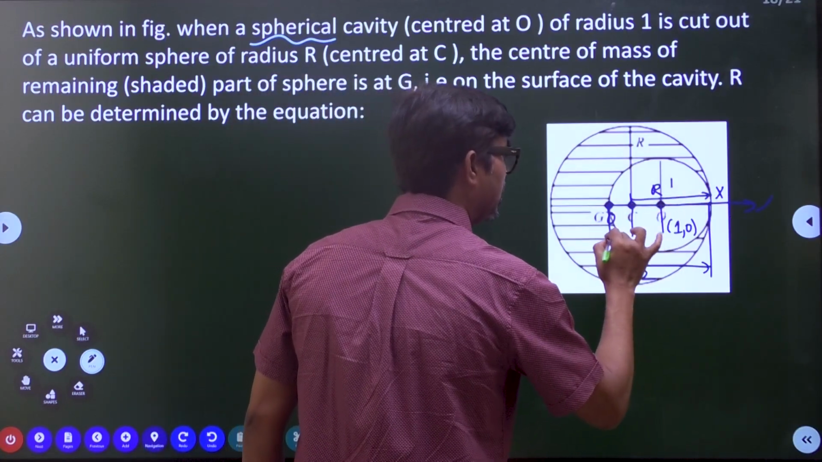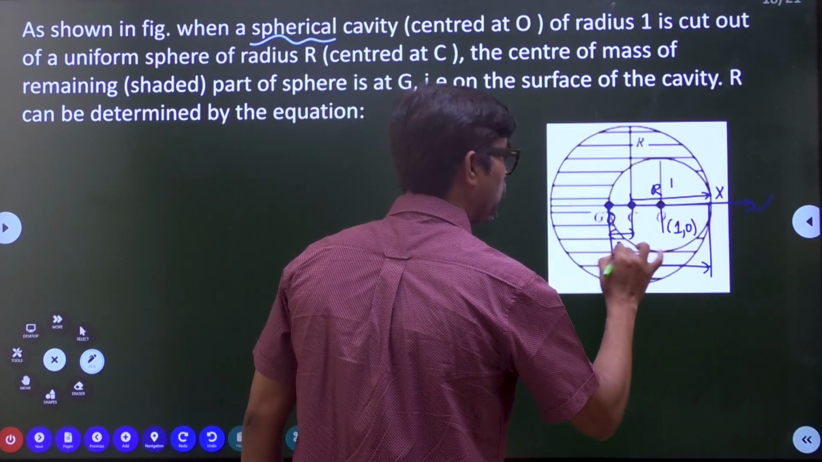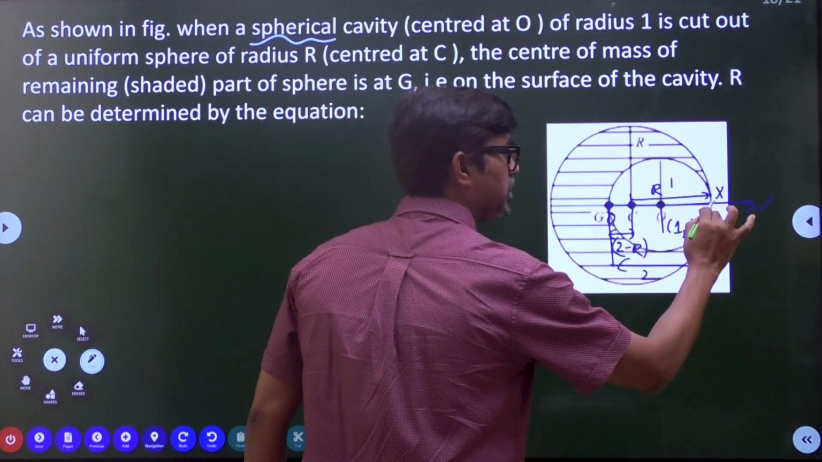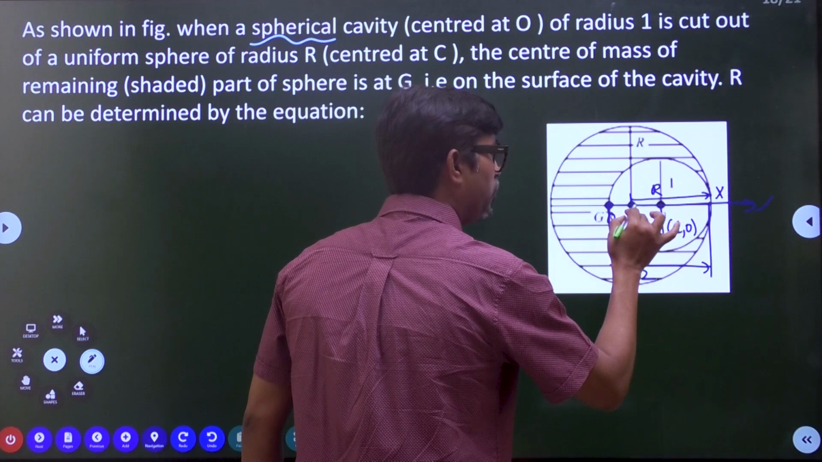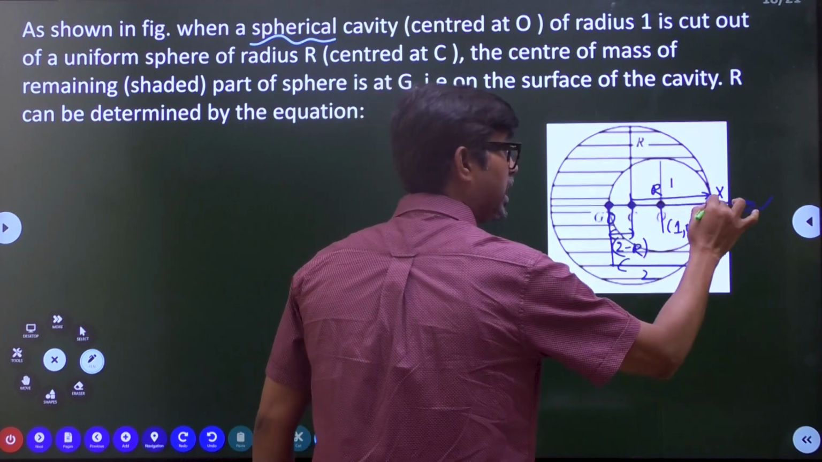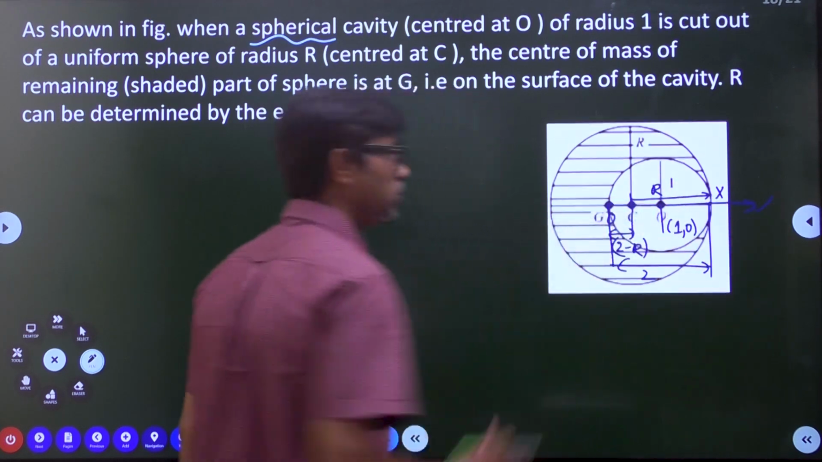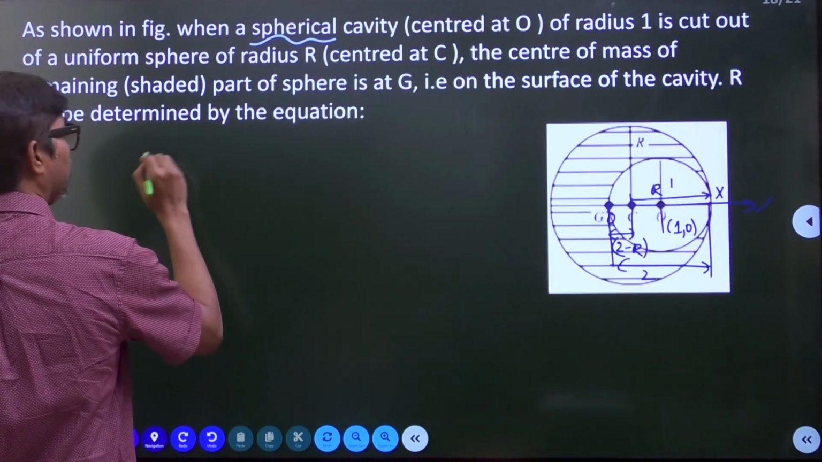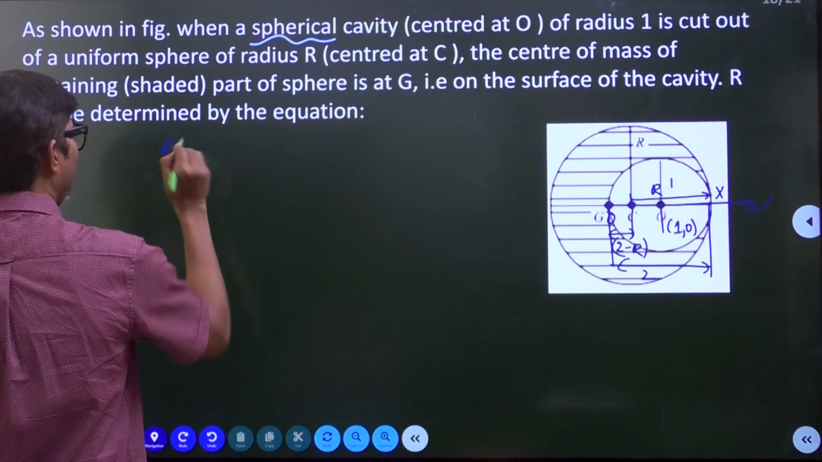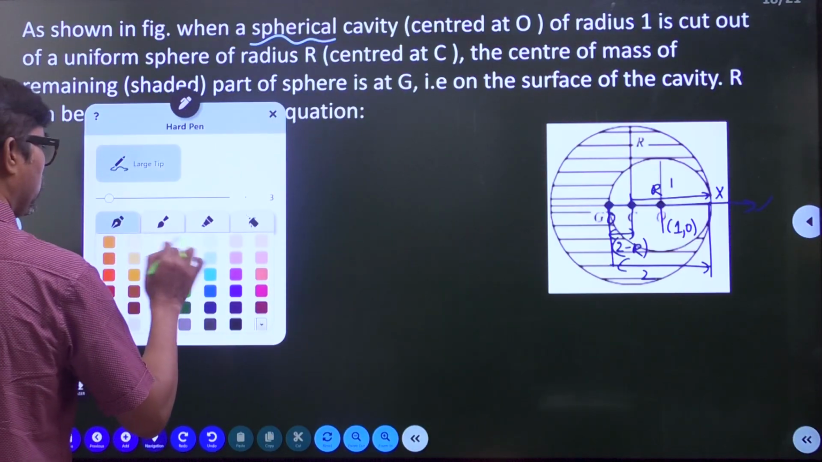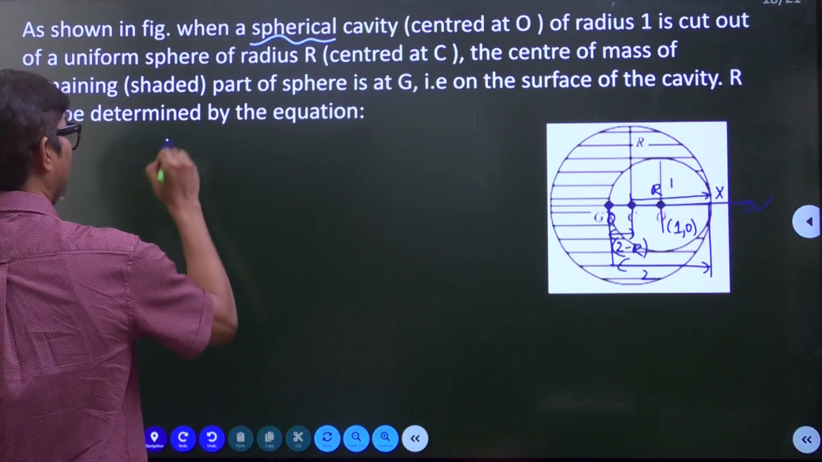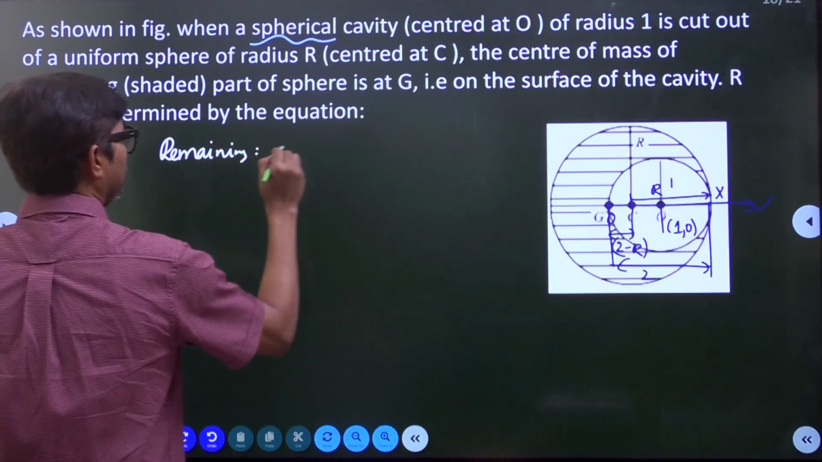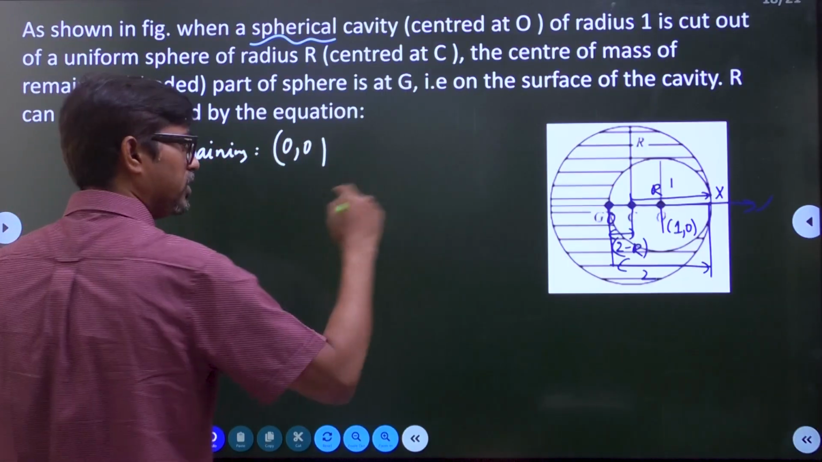Then I can calculate this distance also. That is going to be how much? 2 minus r. So look at it once again. The total distance is the diameter, which is 2. And from the center of the bigger sphere to the edge, it is going to be capital R. The gap is going to be 2 minus r. Now, if I ask you the coordinates of the remaining part, let me go back to the lighter colors again. The remaining part has the coordinates 0 comma 0. I'm taking G as the origin.